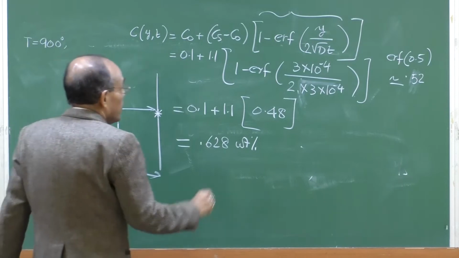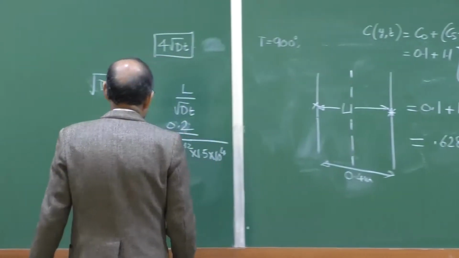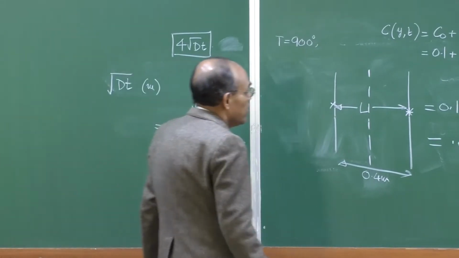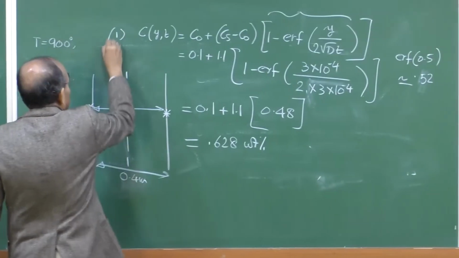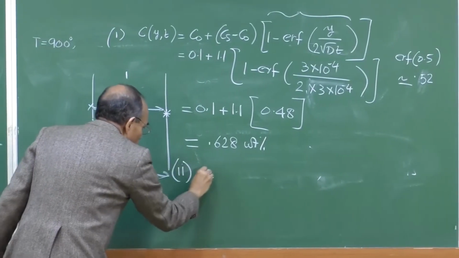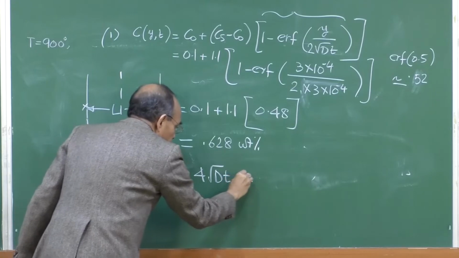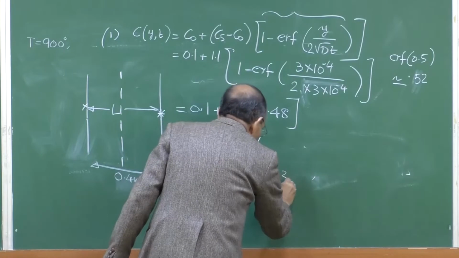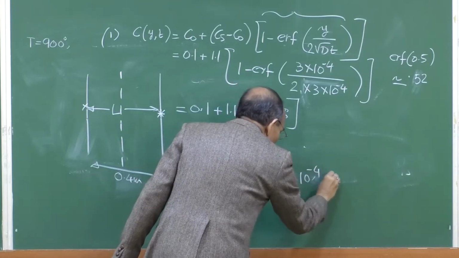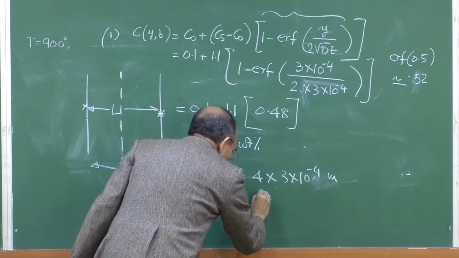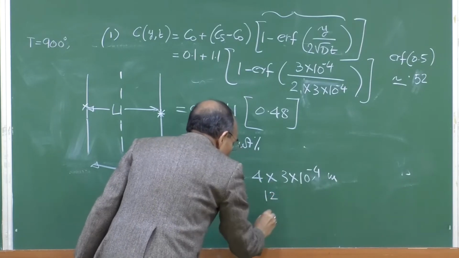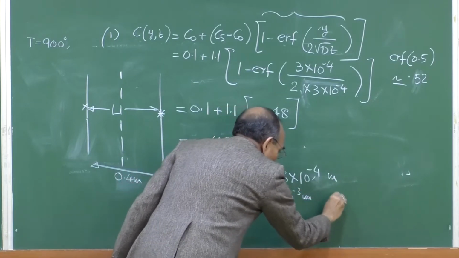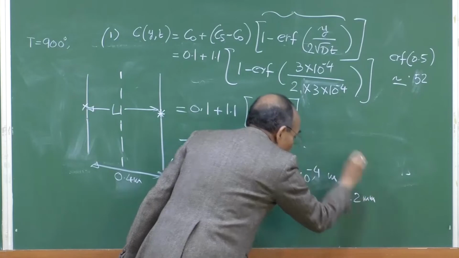Now, so for 4 times square root Dt, if square root Dt comes out to be 3 into 10 to the power minus 4, so you can say the second part is nothing but 4 times of square root Dt, and that is equal to 4 multiplied by 3 into 10 to the power minus 4 meter, and that is equal to 12, or 1.2 into 10 to the power minus 3 meter, or 1.2 millimeter.